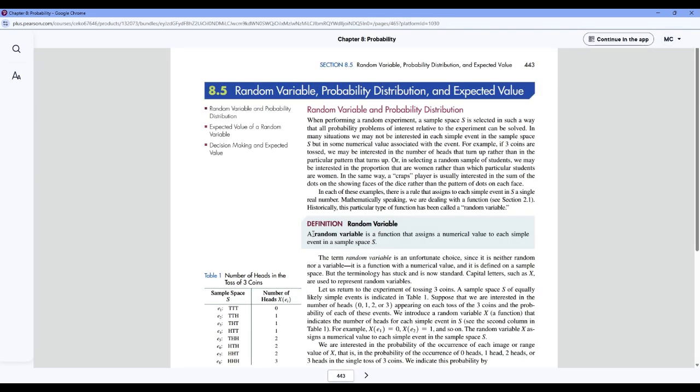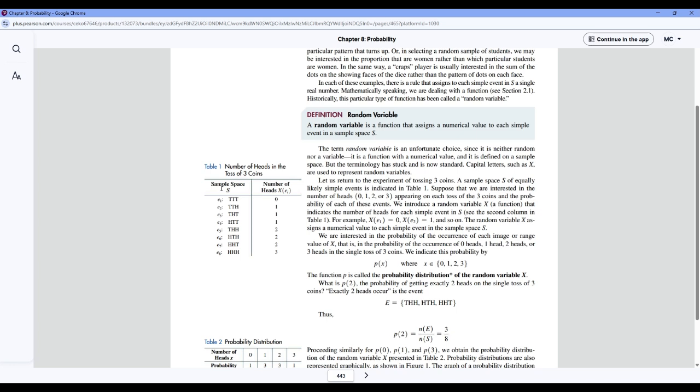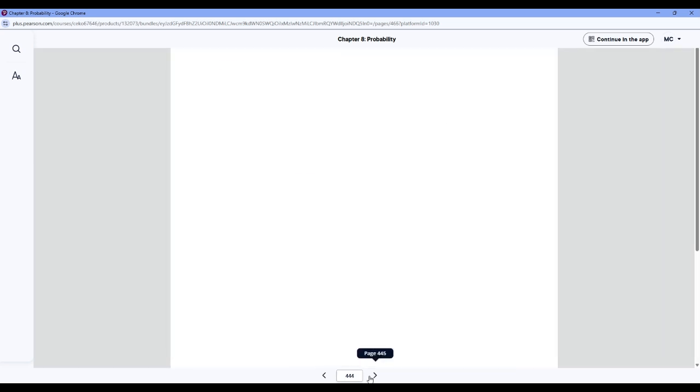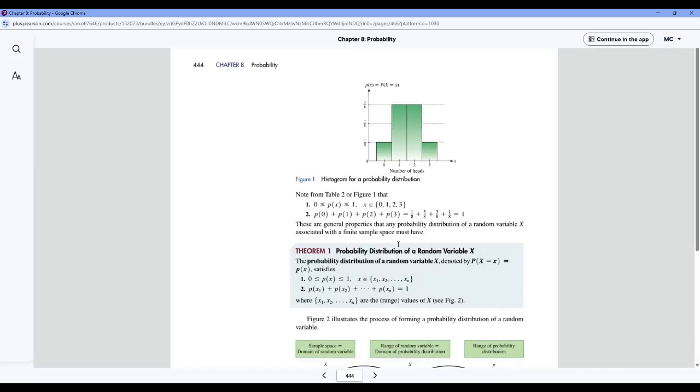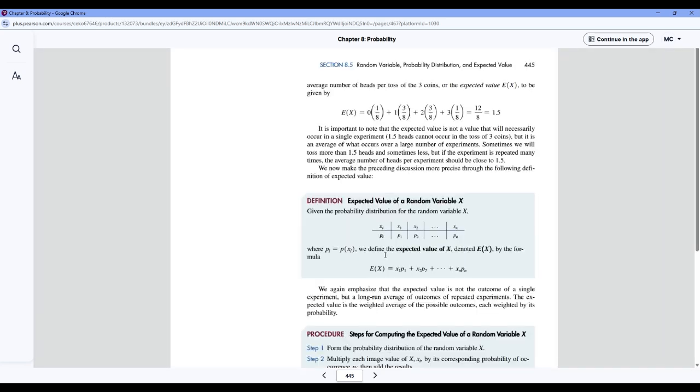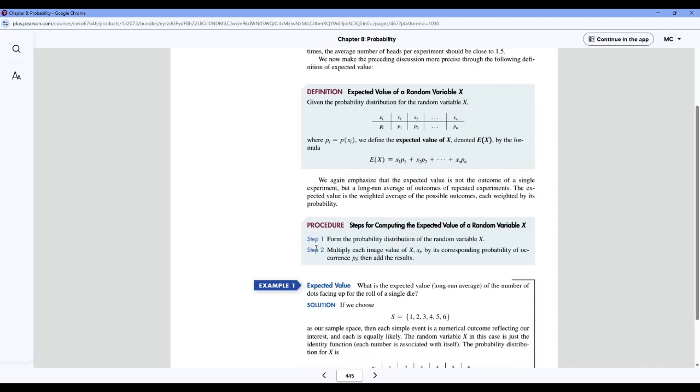So the random variable. A random variable is a function that assigns a numerical value to each simple event in a sample space. So here, if you're looking at 3 coins, the number of heads, whatever, that's your random variable. You can turn it into a histogram. The probability distribution should be between 0 and 1, and all the probabilities have to add up to 1. The expected value is you multiply each of these times that. That's what it was. Got it.